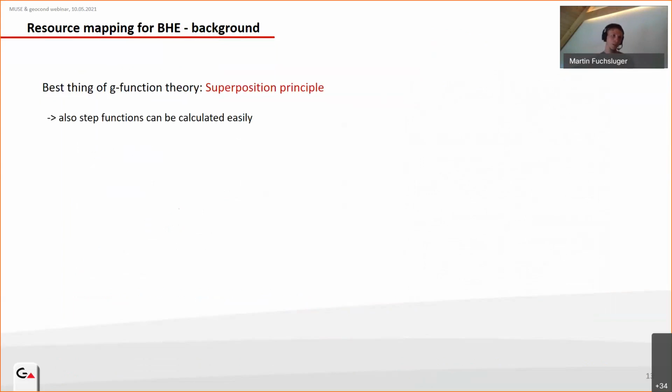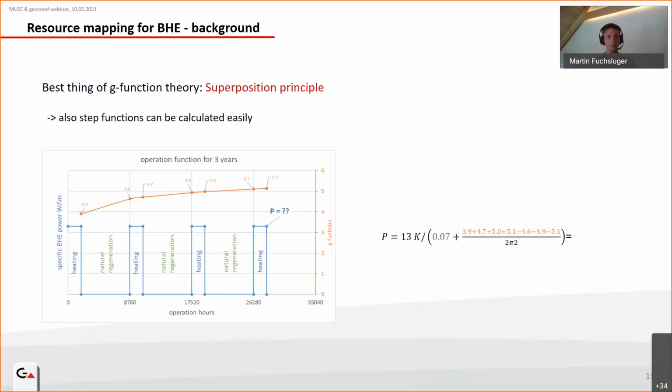One more thing about the G function which I like is the superposition principle, because with that it's possible that we can also simulate a step function, not only permanent operation. This is a really simple step where we use heating 2000 hours per year, and then there is natural regeneration, then heating, regeneration, and so on for 3 years or 4 periods. And I just show you it's then really simple to calculate.